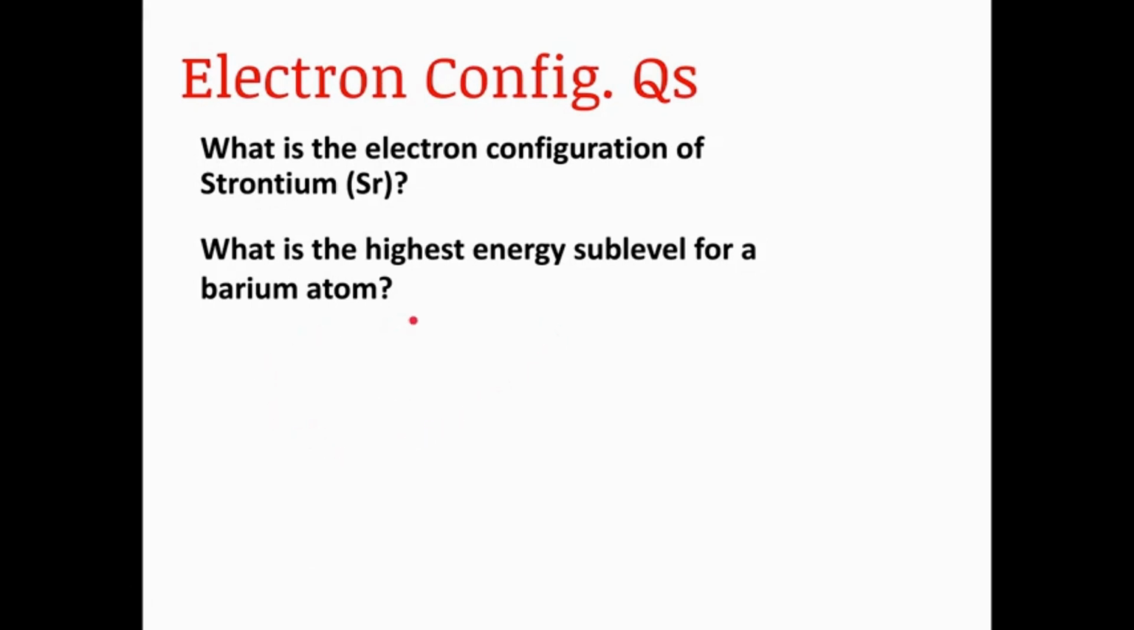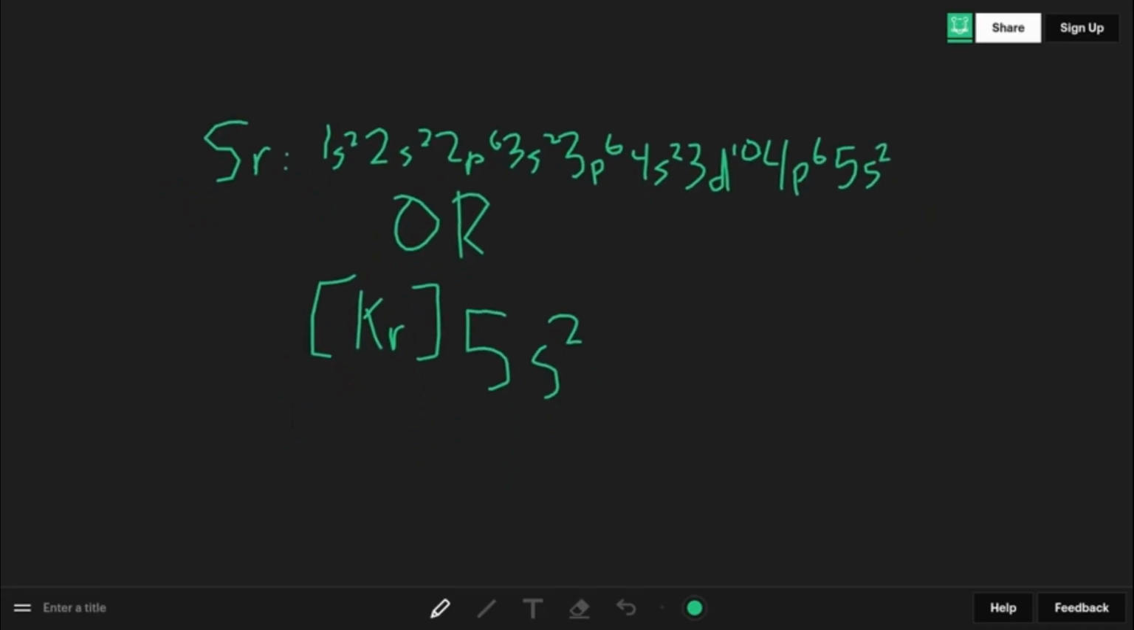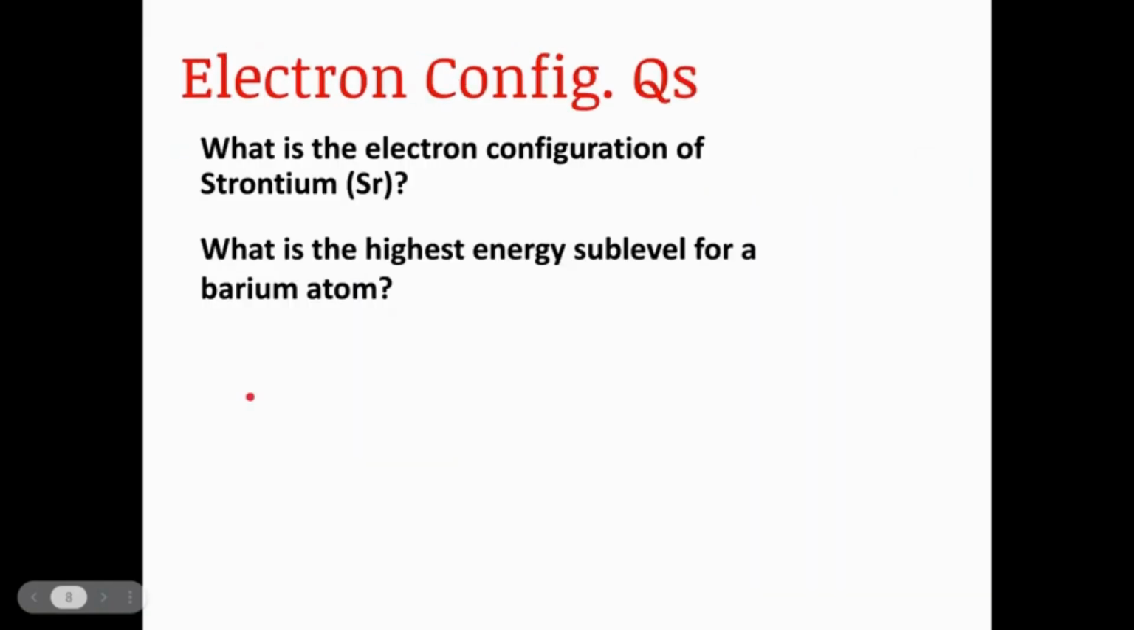So now, what is the highest energy sublevel for barium atom? So let's go back to our periodic table. Right here, we see barium is right here, right below strontium. So that means if we know that this is 1s, we know that this is a 5s, right? That means this one must be the 6s, the 6s orbital. So we know that the 6s sublevel is the highest energy sublevel for the barium atom.